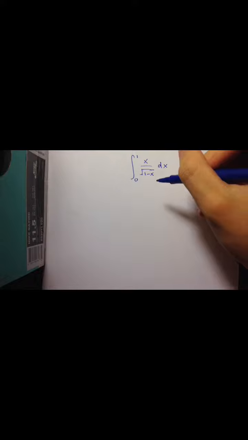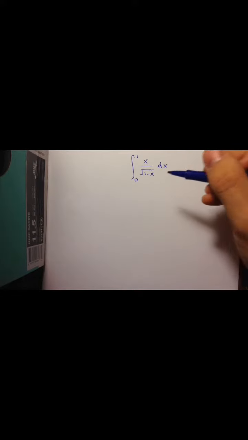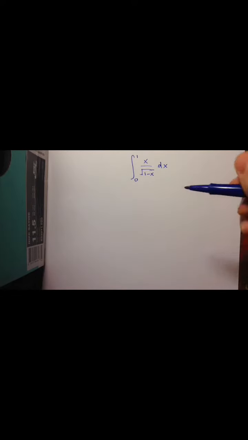So we want to know if the integral here converges, and what that means is we want to know if this integral over the interval from 0 to 1 gives us a finite value. Now the most straightforward way to find if the integral converges is to actually integrate the function, find the antiderivative, and evaluate the function from 0 to 1. And if we get a finite numerical answer, then we know it converges, and if we don't, then we know it diverges.